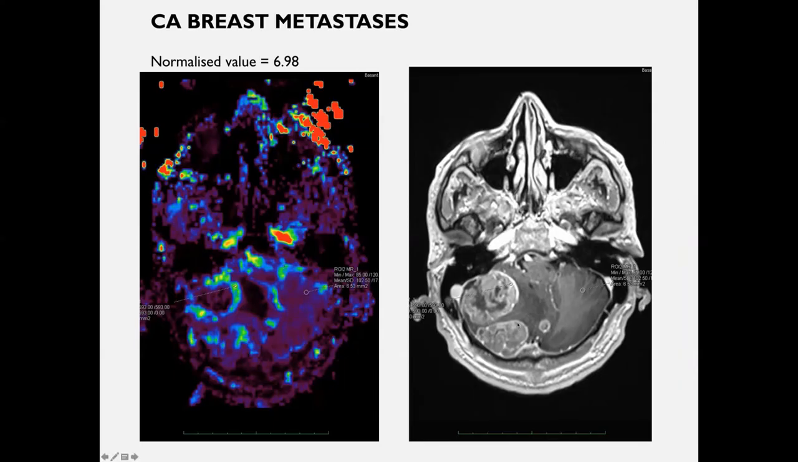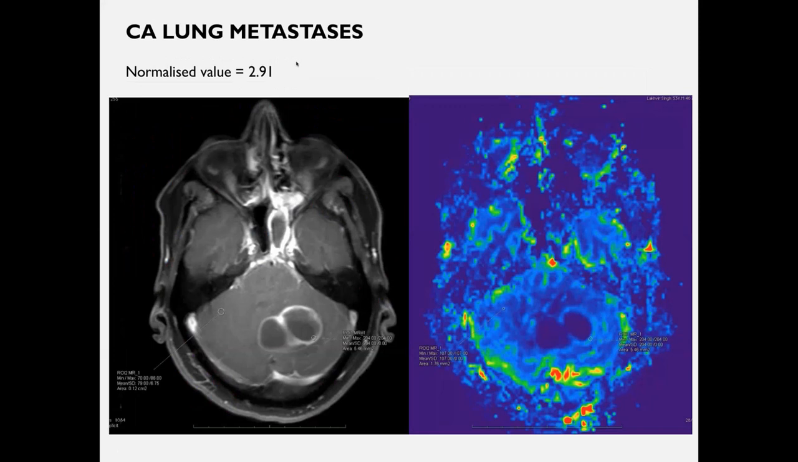This is again from CA breast. You can see the values were really high. So breast is always an exception. But this is again from CA lung in a cerebellum. You can see 204, 79, and the value came to be 2. This is the typical value which I get in metastasis.